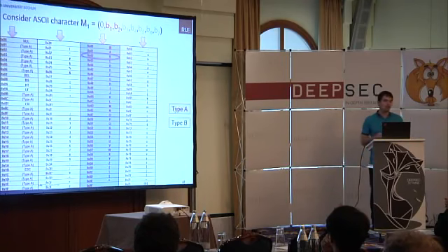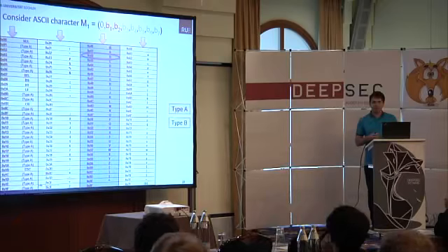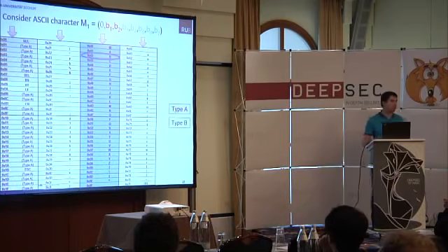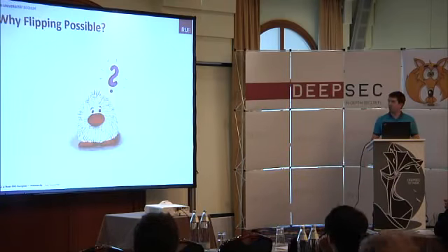And further, we can proceed with further rows. So we can flip some bits in bit 3 to 7, and we can go there and decrypt the whole plaintext byte. And okay, now why is the bit flipping possible?